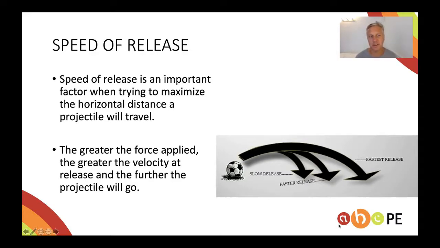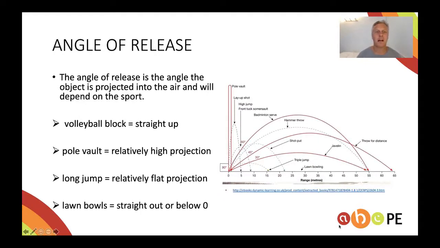So speed of release is most important, obviously, when we're trying to maximize the horizontal distance that a projectile will travel. The faster we can release that, generally, the further the projectile will go. Angle of release is the angle that the object is projected into the air, and will vary completely on what you're trying to achieve and what sport you're playing. A pole vaulter is obviously wanting to project high into the air, so their angle will be quite high, perhaps even close to 90 degrees, whereas a lawn bowls person is trying to roll the ball on the ground, so their angle is going to be very, very different and closer to zero, and maybe even negative.